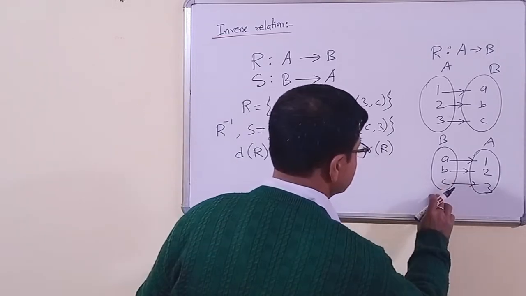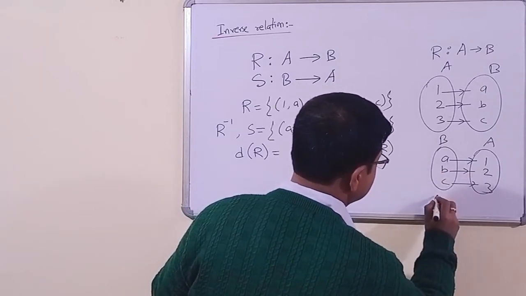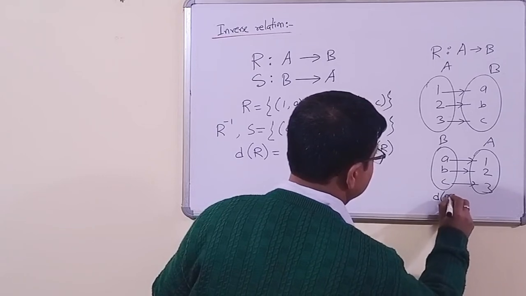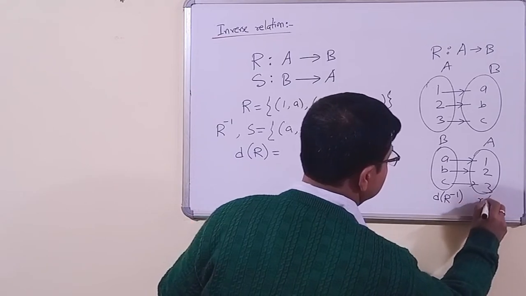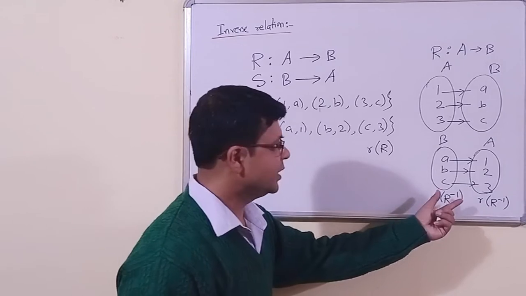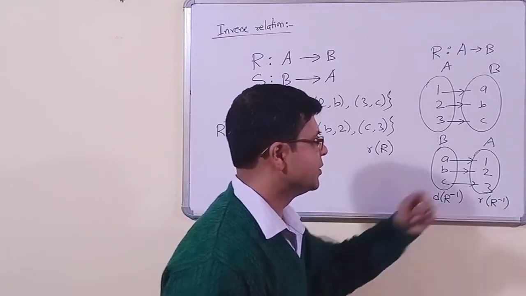So what is the domain here? This is the domain. So what is it? Domain of inverse relation. This is the range of the inverse relation. This is the domain of the inverse relation. This is the range of the inverse relation.